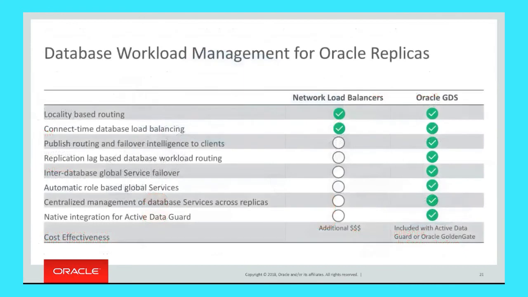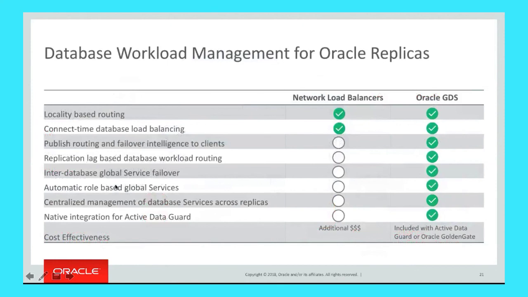Okay. Before I summarize, one thing I want to touch on, I'm trying to compare GDS with network load balancers. Network load balancers and GDS both allow you to do locality-based routing, connect time load balancing. But because GDS is between the application tier and the database tier, it offers you even additional capabilities. For example, it publishes the runtime load balancing metrics in real time. It publishes the FAN notifications if a service fails over. And for Active Data Guard, it even does replication lag-based routing. And for GoldenGate, the replication lag-based routing is on the roadmap. It should happen in subsequent releases.